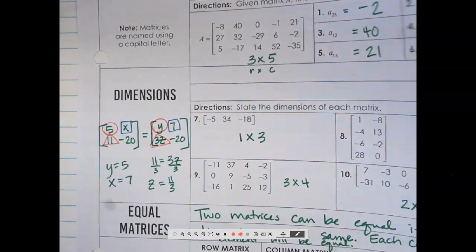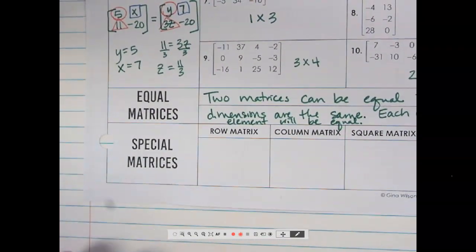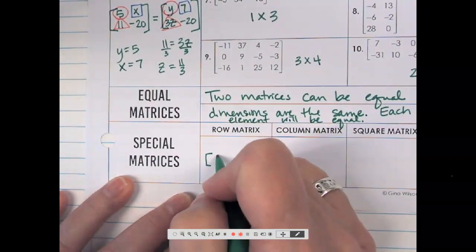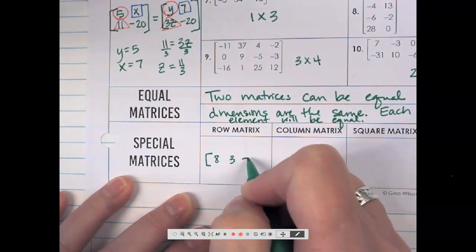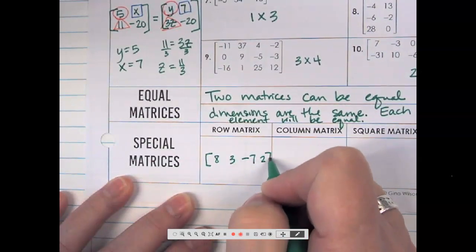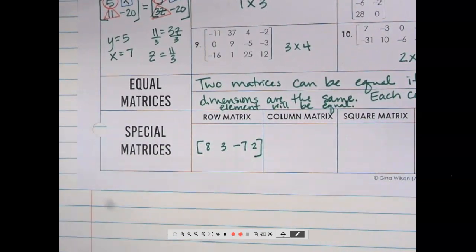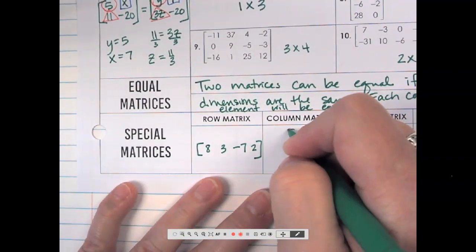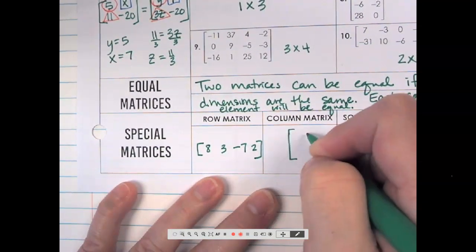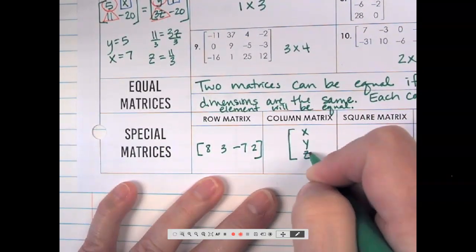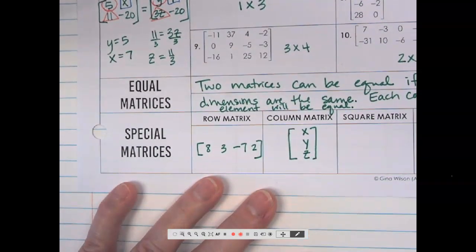If I have a row matrix, that just means there's only one row. So an example might be like that. It only has one row to it. So what do you think a column matrix is? Yeah, just one column. So maybe I'll use some variables on this one. Maybe like that.